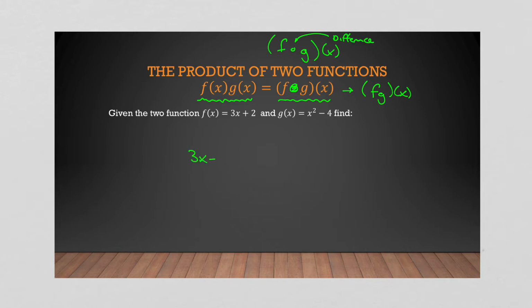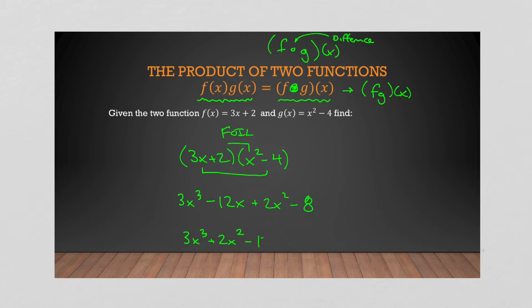So we take 3x plus 2 and we multiply it with x squared minus 4. And we have two binomials here, so we can use FOIL. So 3x times x squared gives us 3x cubed. And then 3x times negative 4 gives us minus 12x. And then plus 2x squared, and then last is minus 8. Now, again, always good to put it in descending order. So 3x cubed plus 2x squared minus 12x minus 8. So we've multiplied them together and we've created another new function.